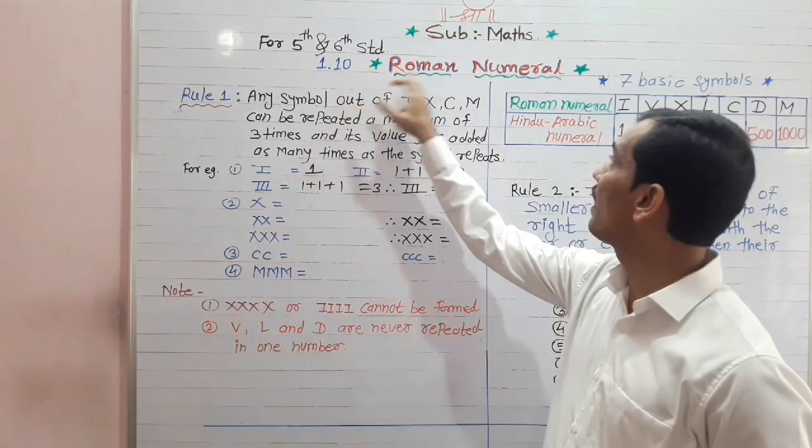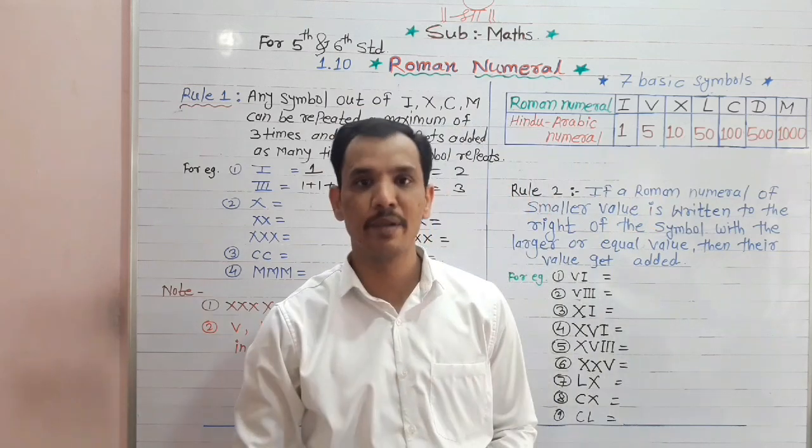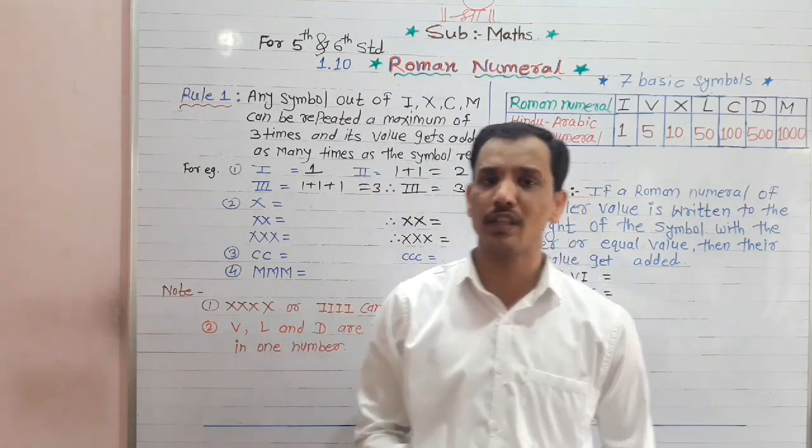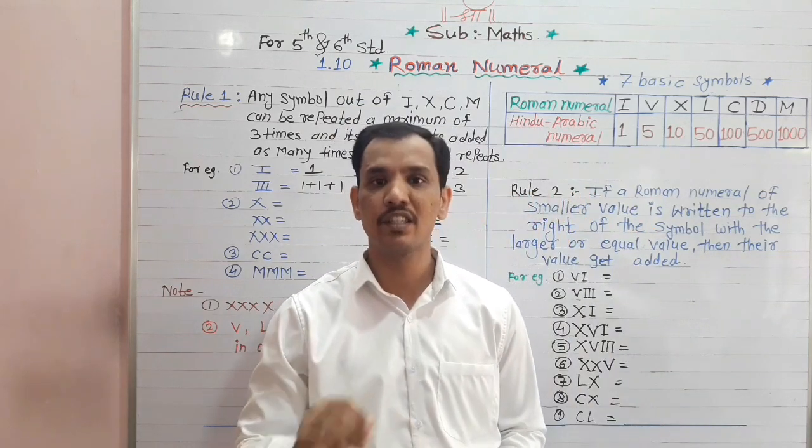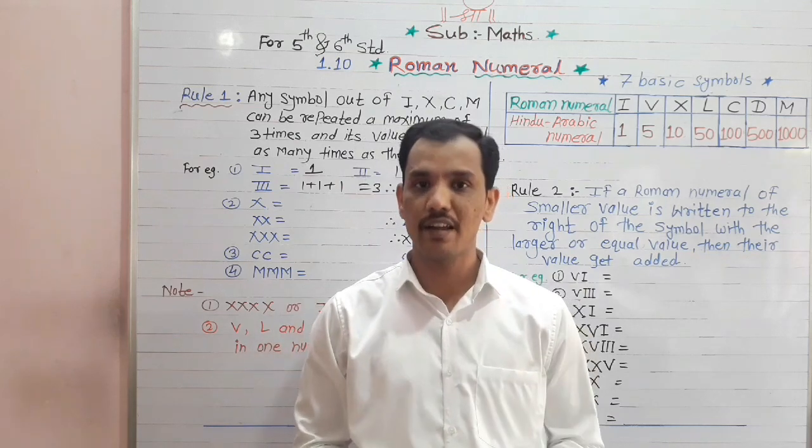Students, this is our last topic from number 16, that name is 1.10 Roman numerals. You already learned in the 5th standard also some Roman numbers, up to 1000. Now in 6th standard, there are some basic specific rules.